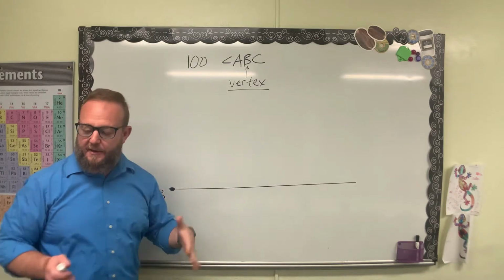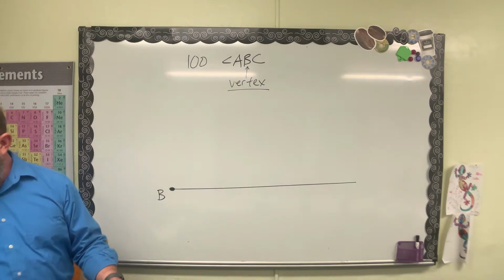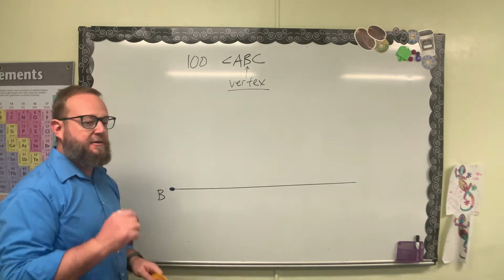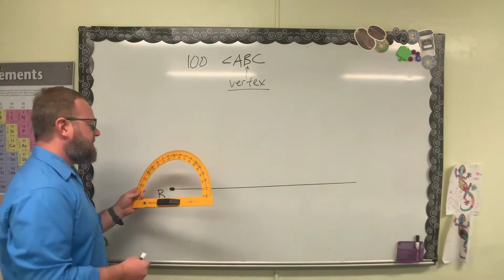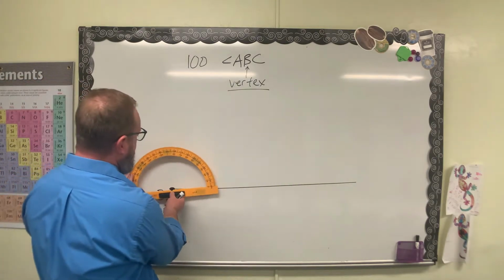All right, now we've got our good starting point. It does tell us to use a protractor and draw an angle with a measure of 100. Now, how do I do that? Oh, I did that already. You're already ahead of me.